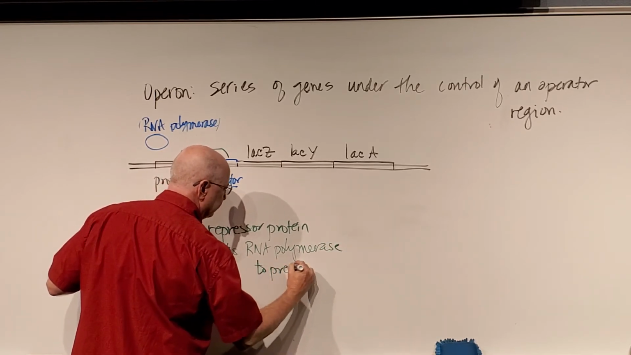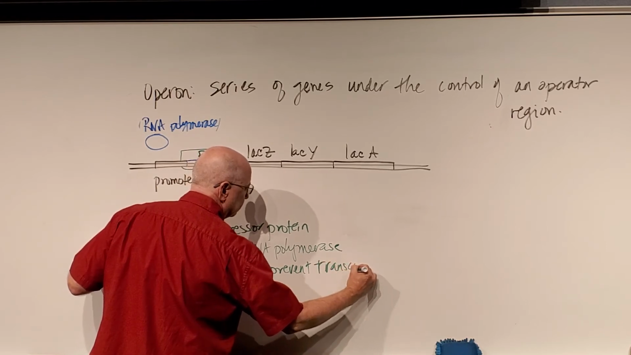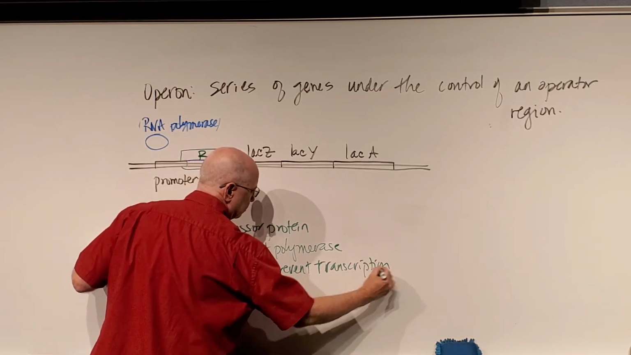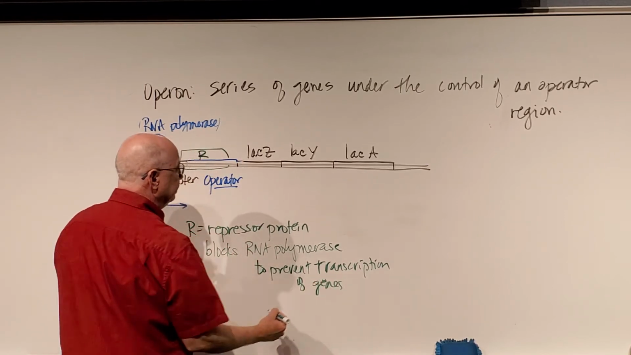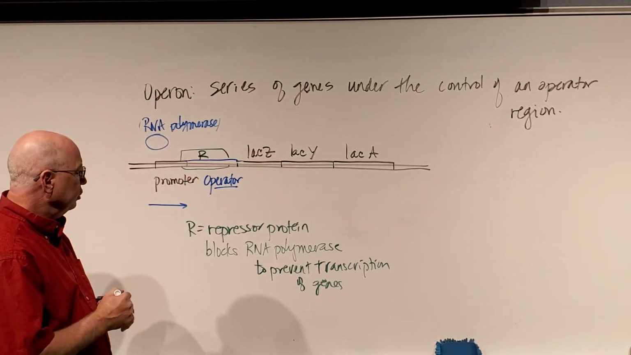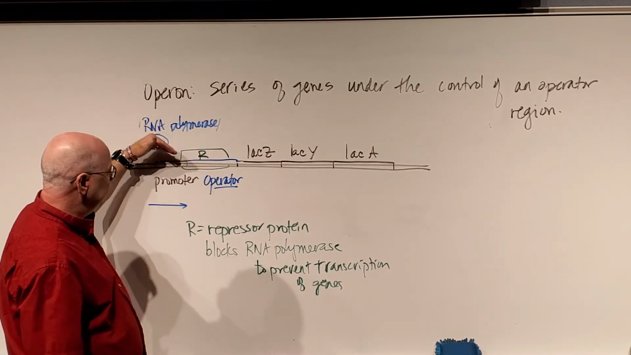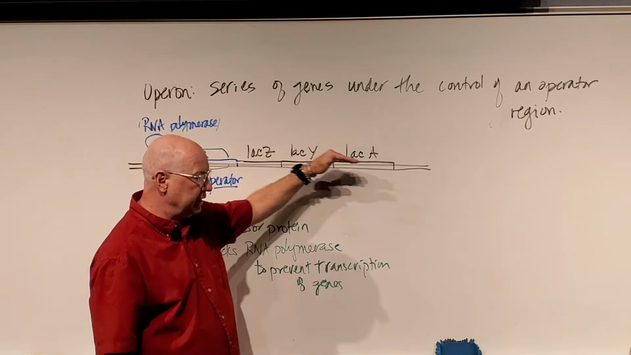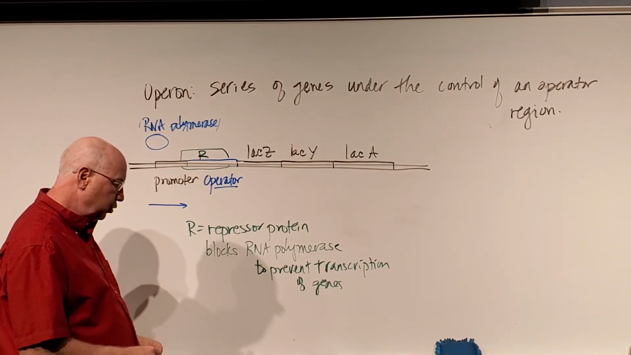to prevent transcription of the genes, of these 3 downstream genes. So as long as this repressor is present, RNA polymerase cannot bind and cannot make these three enzymes or proteins.